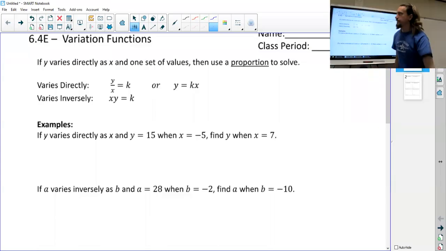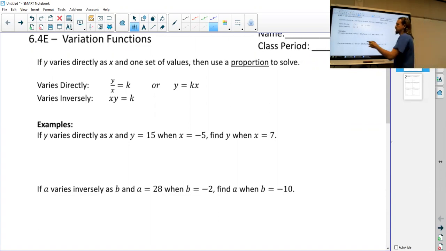Okay, we got an easy one today. Variation functions. So things that vary directly and things with inverse variation. Nice and simple. You read your question, you look for which of the two formulas we want to use, and then we just solve. Nothing to it.